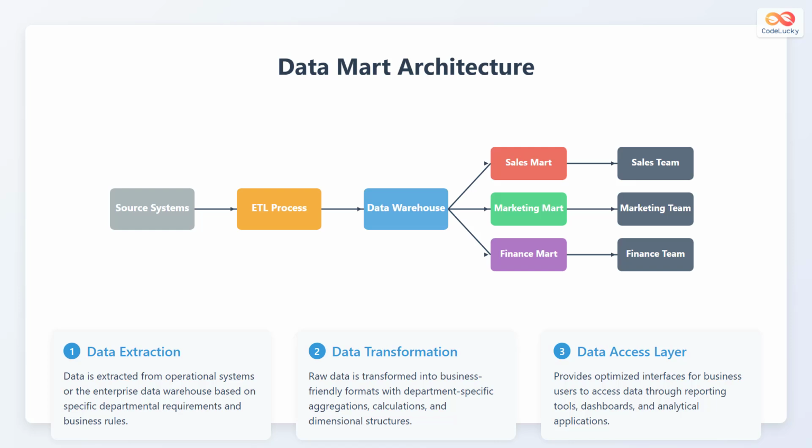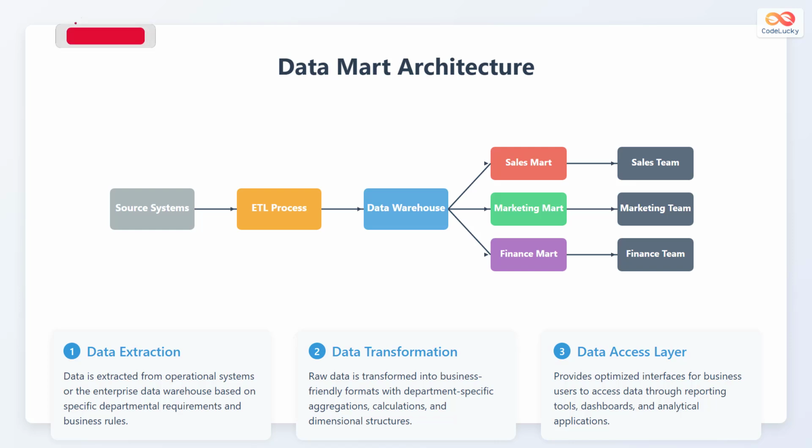The architecture of a data mart involves several key components. First, data is extracted from various source systems. Then, the ETL (extract, transform, load) process transforms this data. The data may or may not pass through an enterprise data warehouse. Finally, data marts are created for specific departments, and business users can access these marts.